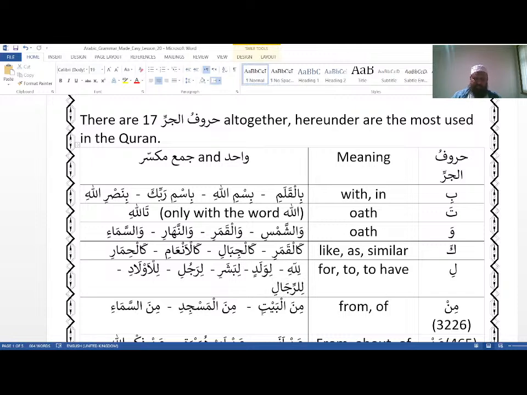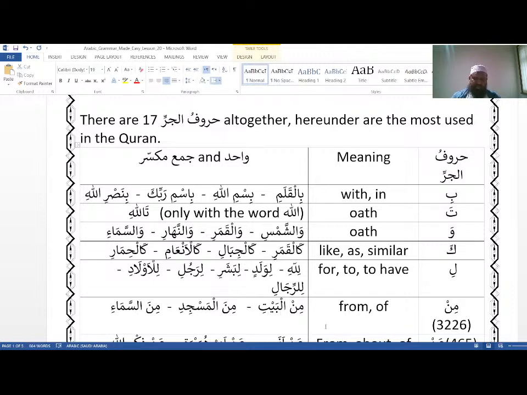من البيت. So the next ism can be معرفة, definite, or nakira, indefinite. It doesn't matter. So min will put the next ism in halatul jar. Another thing, if you've noticed here, the original is min, but again we have another sakin after it. So two sakins cannot come together.